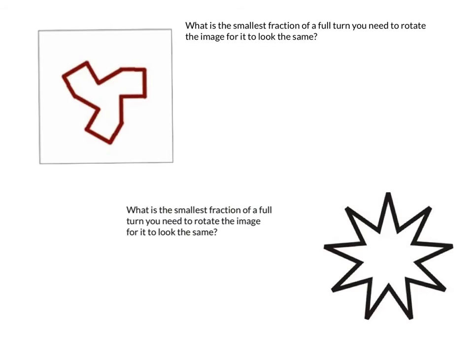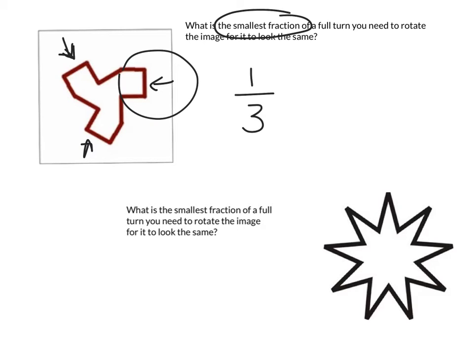Let's look at another one. This top figure, the question says, what is the smallest fraction of a full turn you need to rotate the image for it to look the same? The easiest and most direct way is to ask how many congruent pieces I have. You can see 1 congruent piece, 2, 3 congruent pieces. If I move it 3 times, it will end up back on its exact original position. The smallest fraction is 1/3. So it's just 1 over the number of congruent pieces.